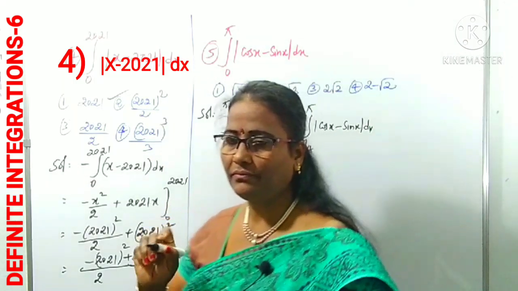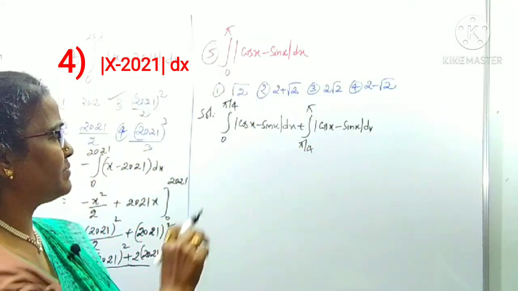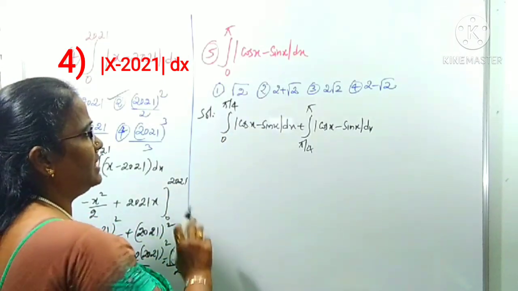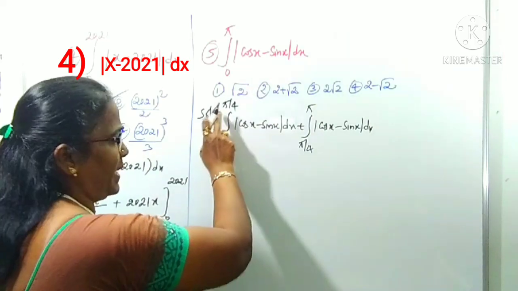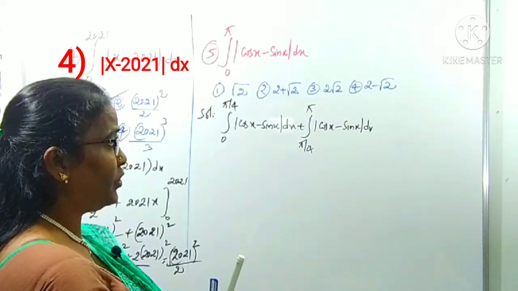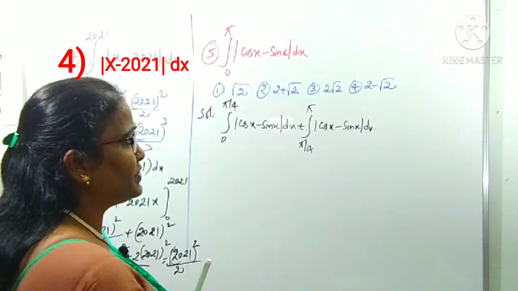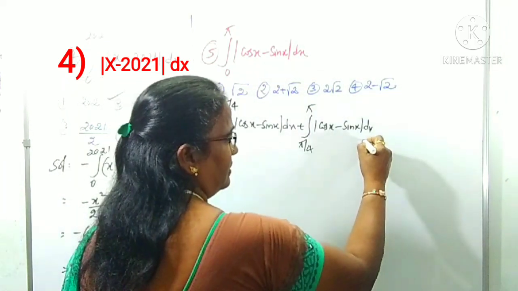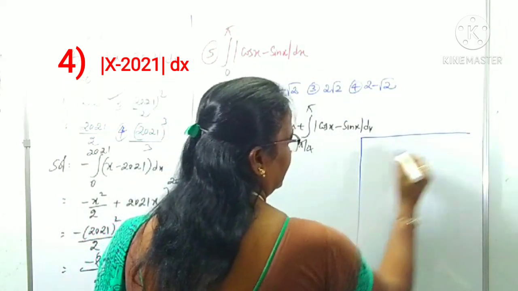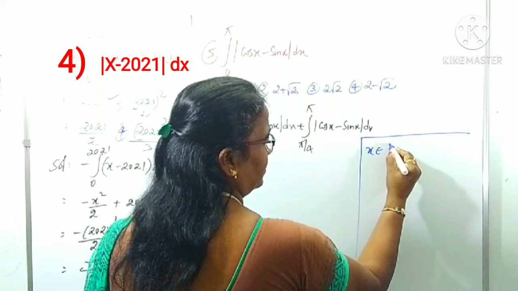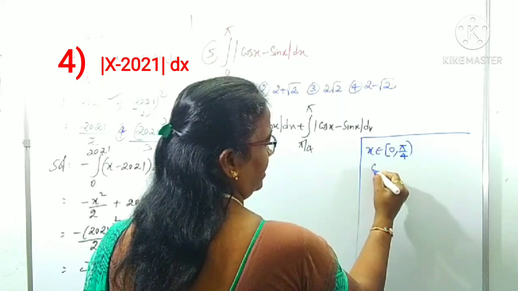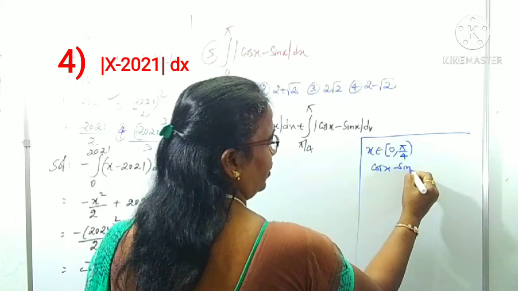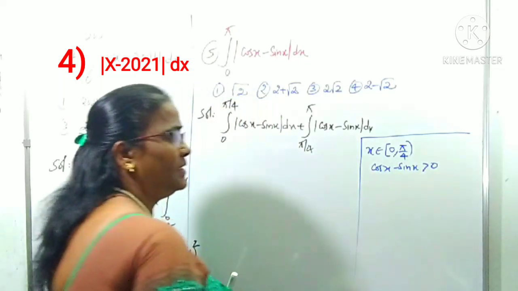Now, under the modulus, cos x minus sin x may be positive or negative. It depends upon the interval we choose. What is the first interval? 0 to pi by 4. You have to know one point here, which is mostly useful in trigonometry. If x belongs to the interval 0 to pi by 4, cos x minus sin x is always greater than 0.